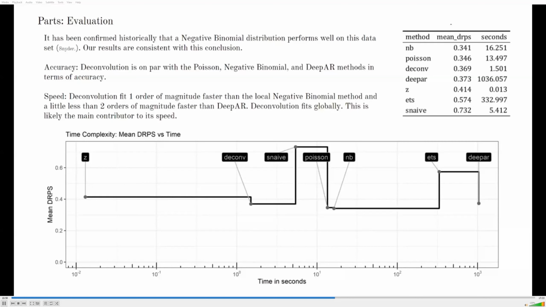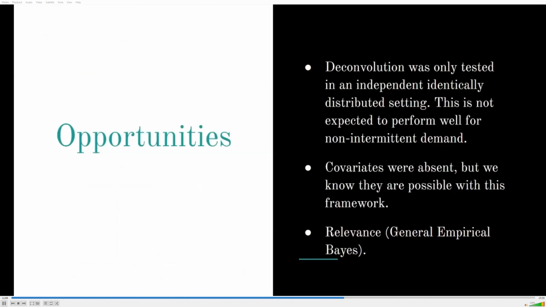So it's a very good bang for the buck. We're getting great accuracy at very good speeds. So I would say it's a very effective model. And when you compare that against the negative binomial, Poisson and deep AR, it seems to be at least a method worth considering. But deconvolution isn't a silver bullet.